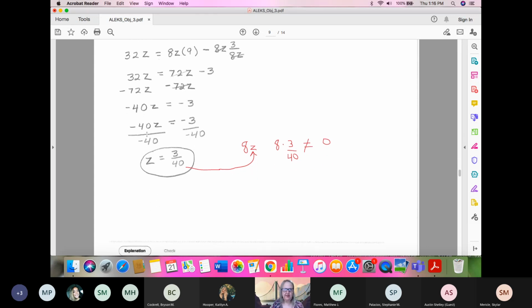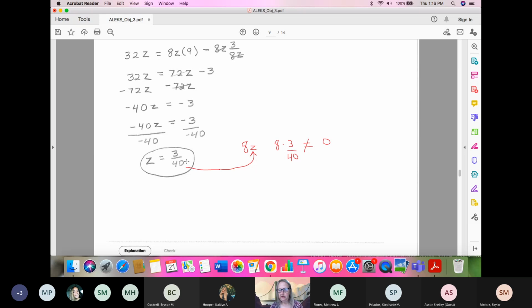So we want to get z by itself. We've got negative 40 times z. The opposite of multiplication is division. Let's divide both sides by negative 40. And this will give us negative over negative, which is a positive. 40 divided by 40 is 1 times z is just z. Over here, we have negative divided by a negative. That's positive. And we have 3 over 40.